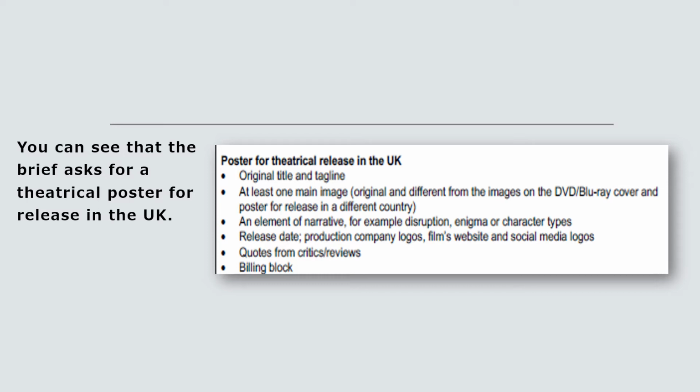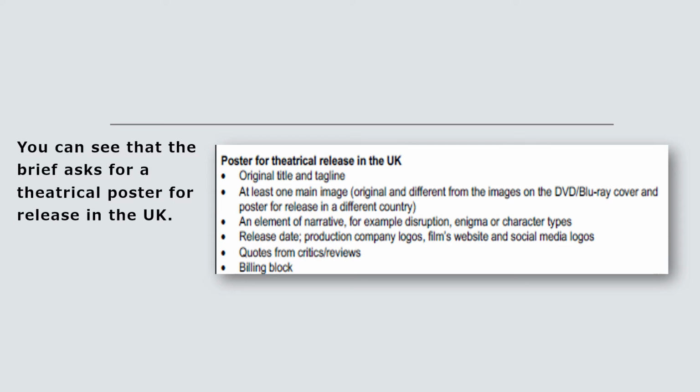It needs a release date, the production company logos, the film's website, and social media logos. Now, how obvious some of those are is up to you, and depends very much on what you want the audience to take away as they look at your theatrical release poster. It might be the company logos are almost faded, so you'd be hard pushed to actually see them. You'll notice on many of the examples today, it's actually quite hard to spot where the company logos are. But they should be there somewhere if the exam board was scrutinising the poster carefully.